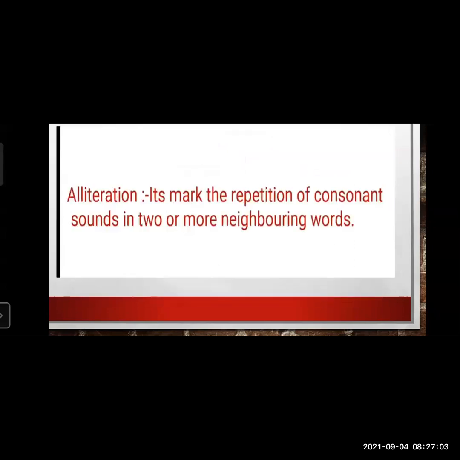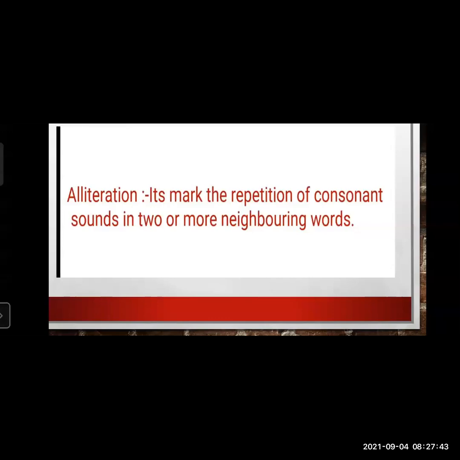Then the third device we have to see in the poem is alliteration. Firstly, students, we have to know about alliteration. What is meant by alliteration? Alliteration is a repetition of consonant sounds in two or more neighboring words. We all know what alliteration means, but most of the time you make a mistake between alliteration and repetition.